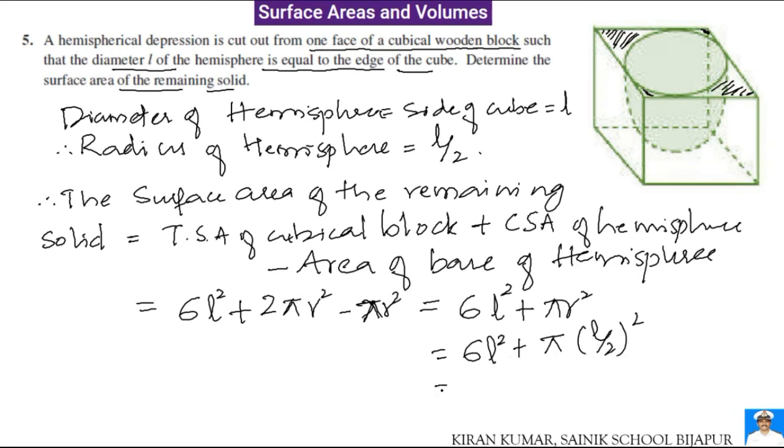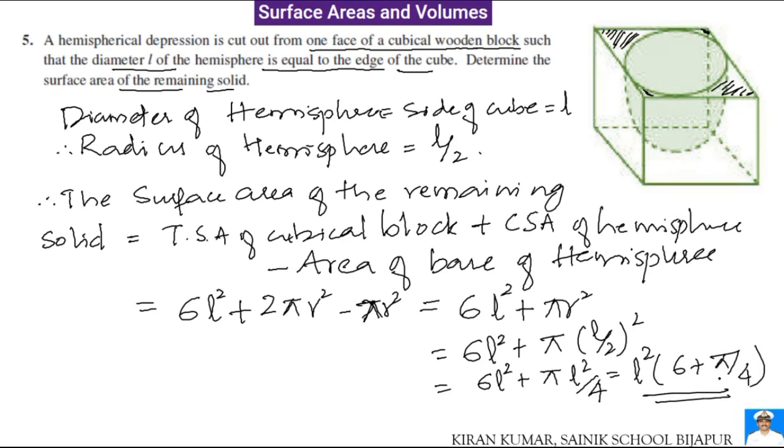This will be equal to 6L square plus pi L square by 4. We can take L square as common, so L square times of 6 plus pi by 4 will be the required surface area of the remaining solid.